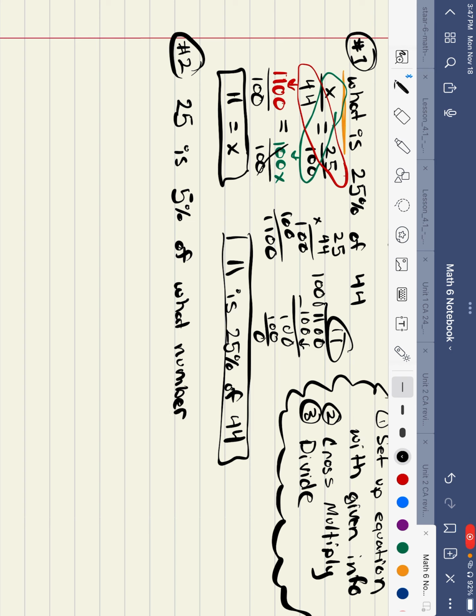Okay. Again, we set it up using the equation that we know. If you look at this, of what number? So that means we don't know the of. We know the is. So 25 is. We don't know the of. Our percent is 5 over 100. Same method here.